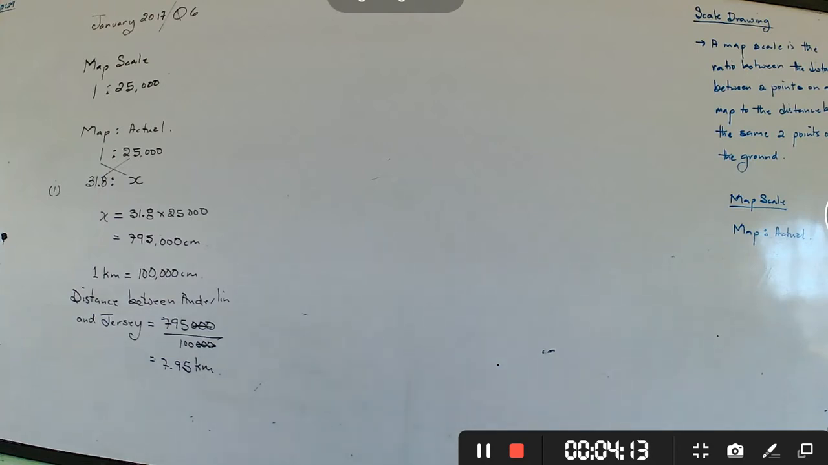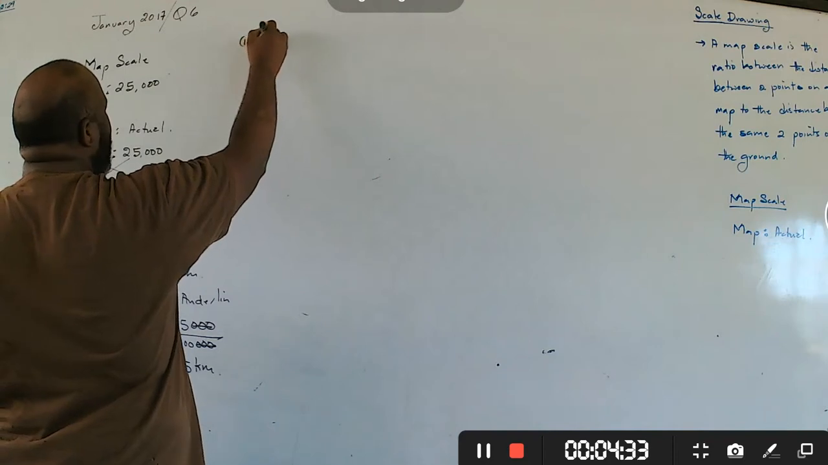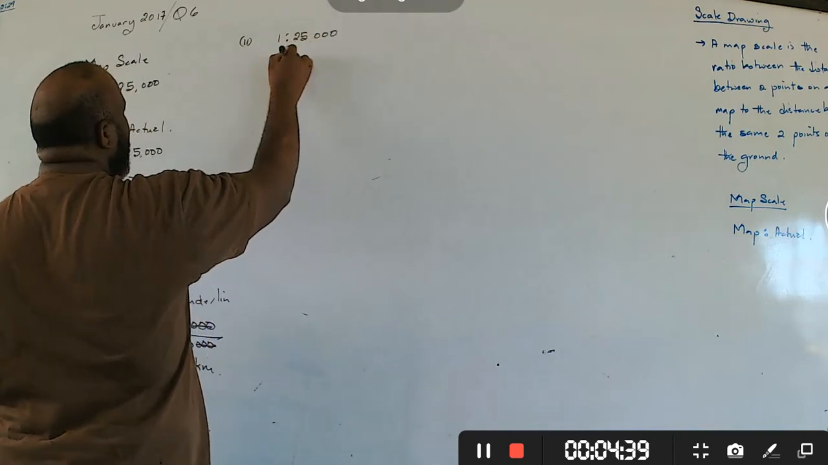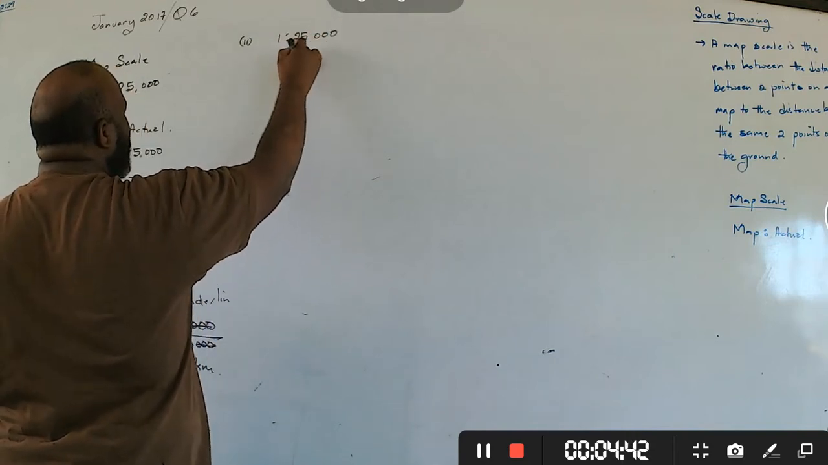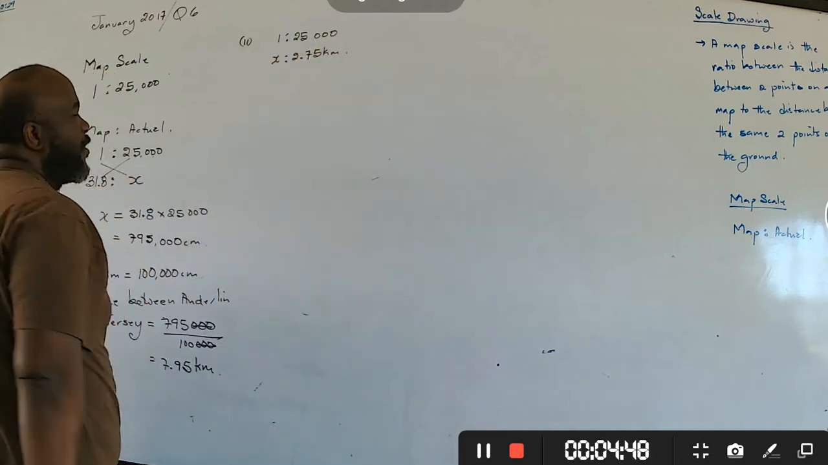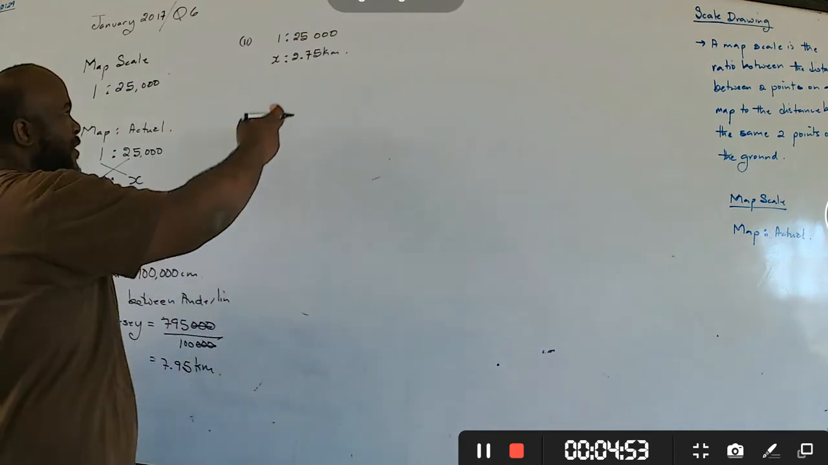Please listen. The actual distance between Clifton and Jamestown is 2.75 kilometers. How many units apart are they on the map? So I would do the same thing. We have scale 1 to 25,000. The actual distance over here is 2.75 kilometers, and I have X over here. I don't know the distance on the map. Let's convert this to centimeters.